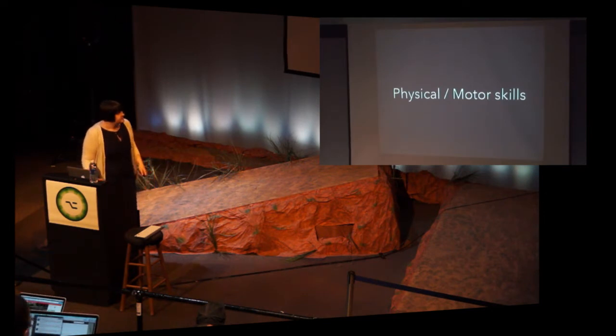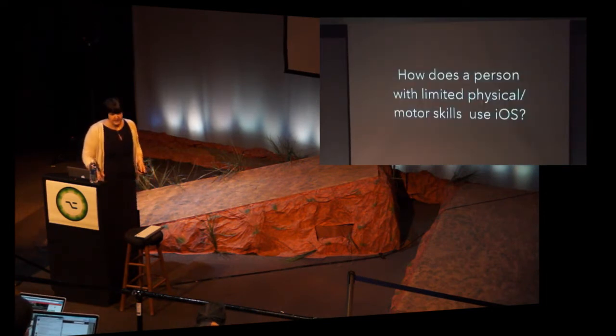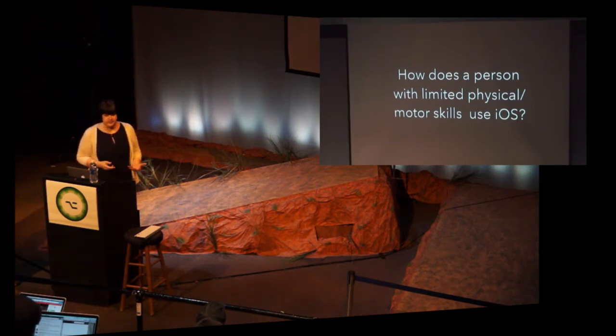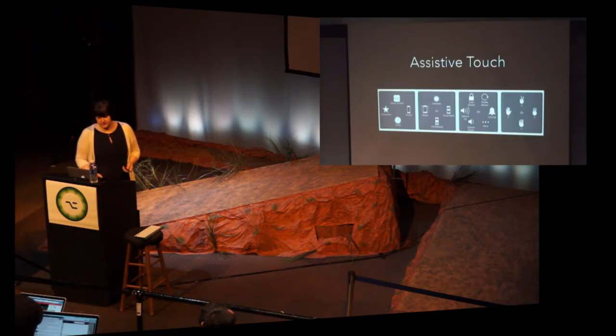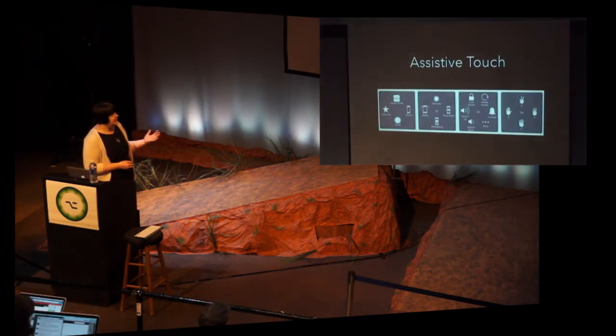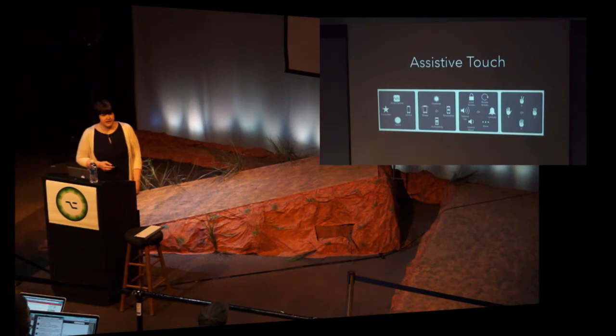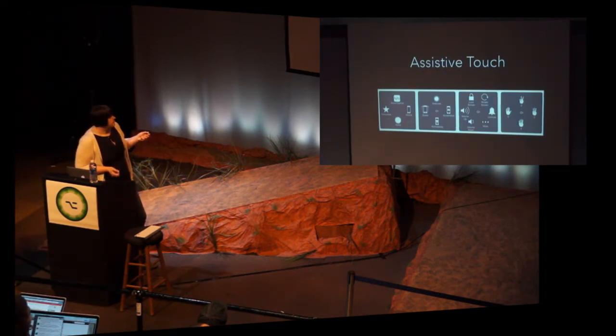So now let's talk about physical and motor skills. These are people that can have, again, a great variety of difficulties. Some people might not be able to do gestures or even hold a phone. So how is it that they're actually able to use an iPhone? The first thing Apple introduced was something called AssistiveTouch. It's basically a little software button for people who can't actually press a hardware button. Once you activate it, you get this first menu, and you can perform gestures just by tapping in the menu.